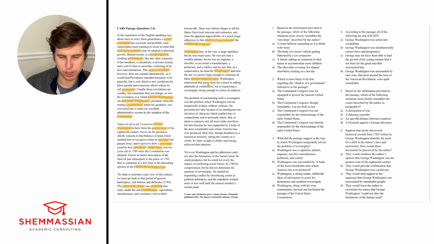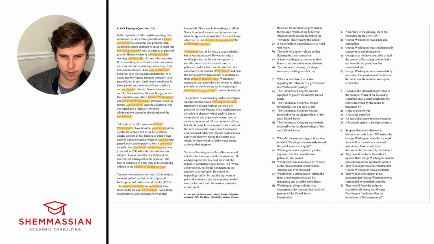Washington understood that peace does not consist in talking platitudes at conferences, but in organizing a sovereignty strong enough to control its subjects. So I'm going to highlight that. Sovereignty strong enough. So this is his goal for his revolution that's kind of been referred to up until this point of the Constitution. The problem of constructing such a sovereignty was the problem which Washington solved, temporarily at least, without violence. Cool.